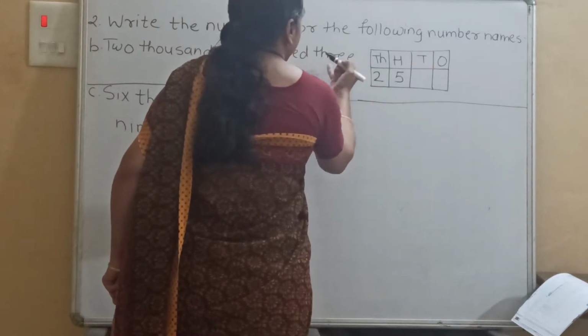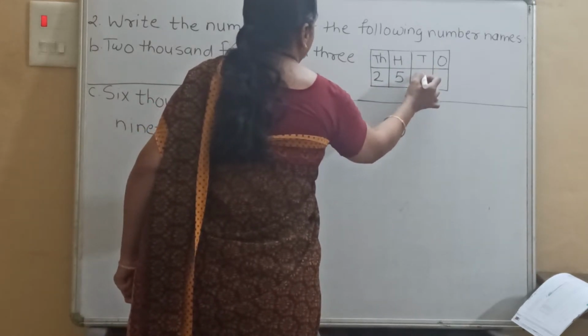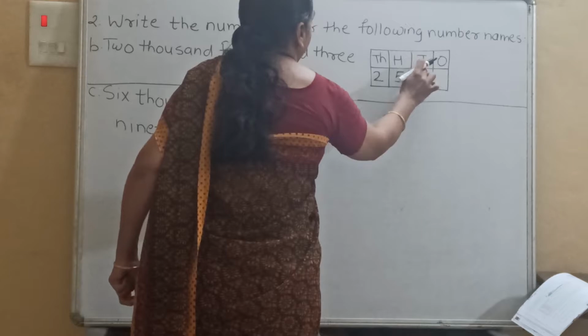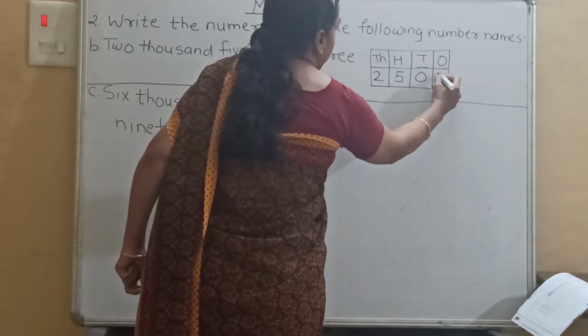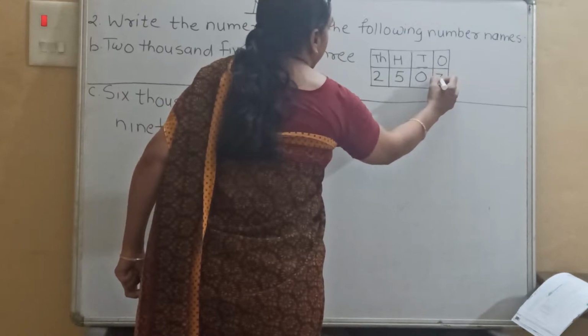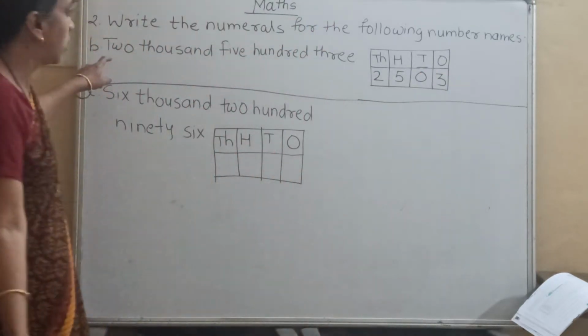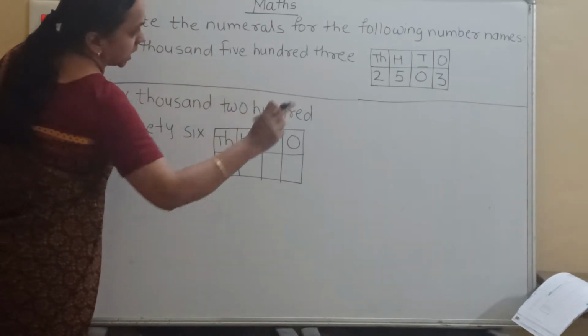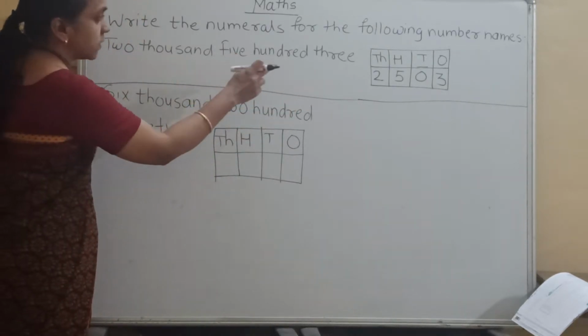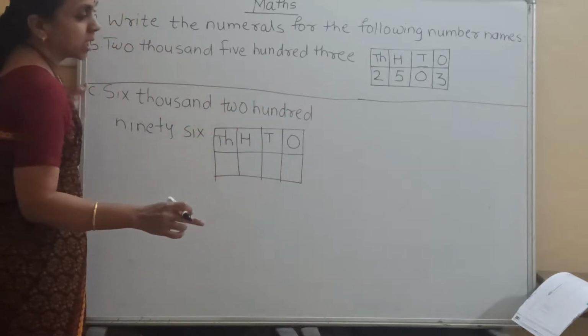In the tens place nothing is given, so you write down 0 here. And what is last? 3. So in the ones box we have to write down 3. So what is that number? 2503. Okay, in this way you have to write down in your textbook.